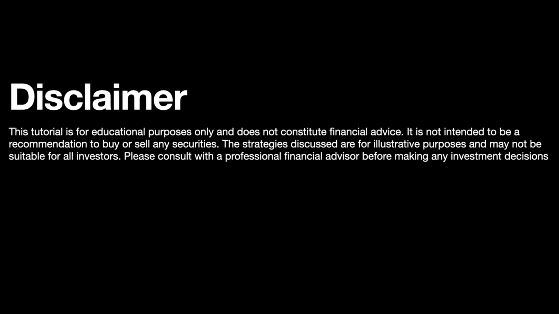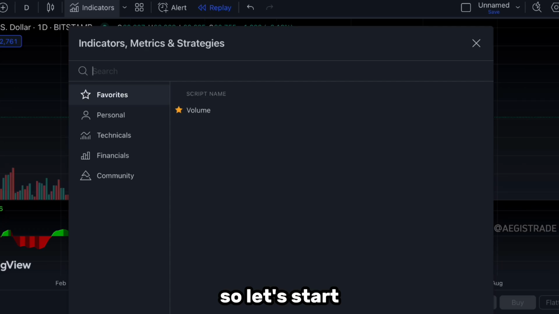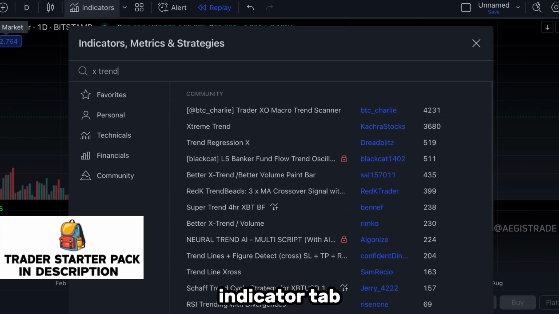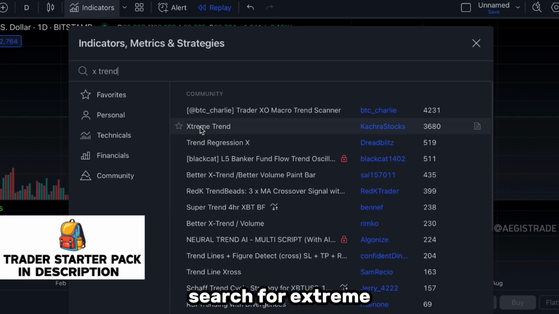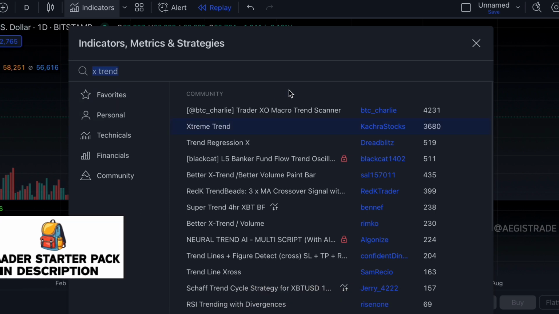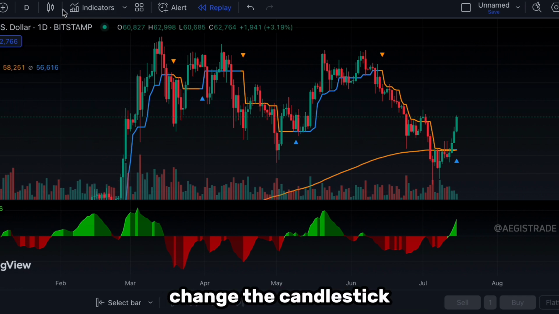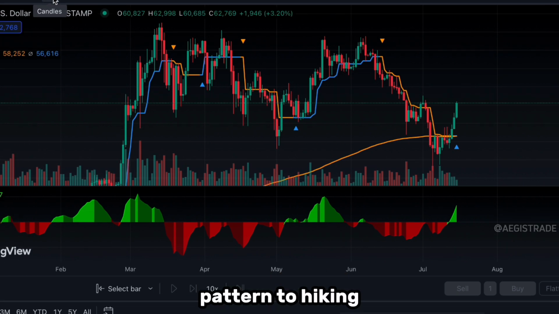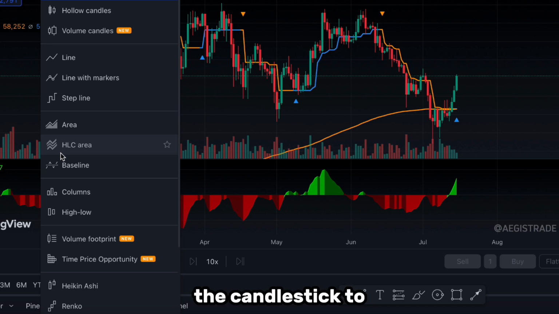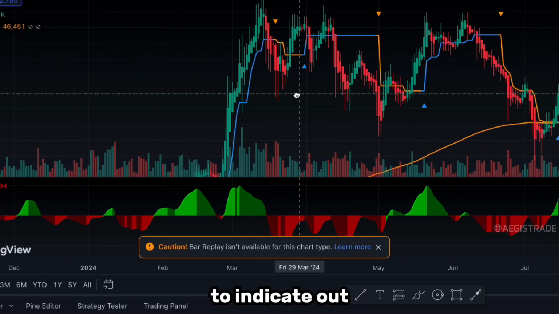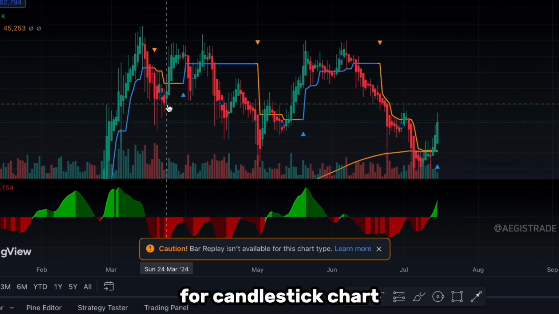So let's start. First of all, open up the Indicator tab. Search for Extreme Trend by Catchstocks and open up the indicator. In TradingView, change the candlestick pattern to Heikin Ashi. This will change the candlesticks to be more obvious in indicating the trend in the candlestick chart pattern.